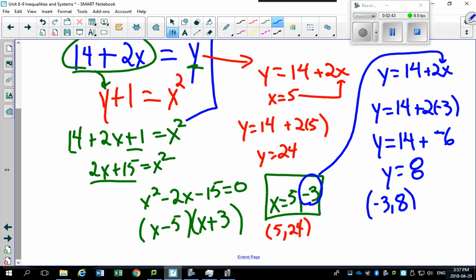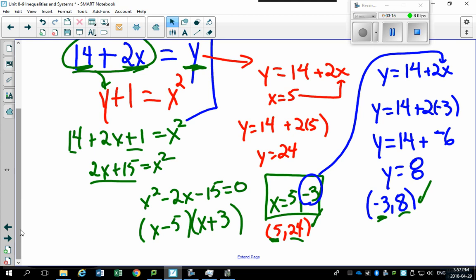Now, check to see if this actually works. Go back and figure this out. It says 14 plus 2 times the number gives you the second number. 14 plus 2 times 5, 2 times 5 is 10, gives you the second number, 24. It works. Look at that. Beautiful. Let's try for this one. 14 plus 2 times minus 3, 2 times minus 3 is minus 6. 14 and minus 6 gives you 8. That works too. Both of them are the solution, verified verbally, just like that.